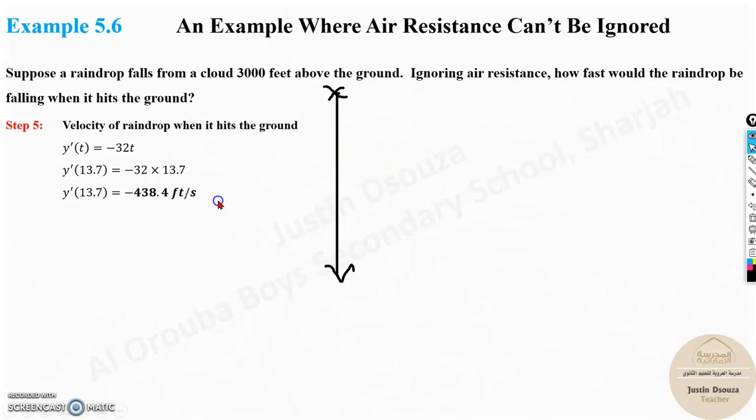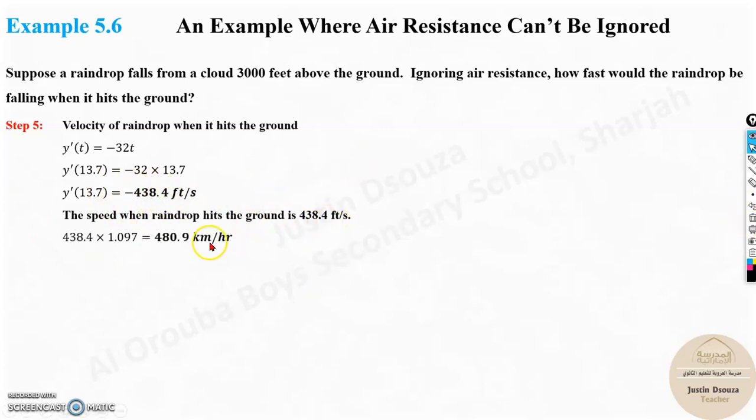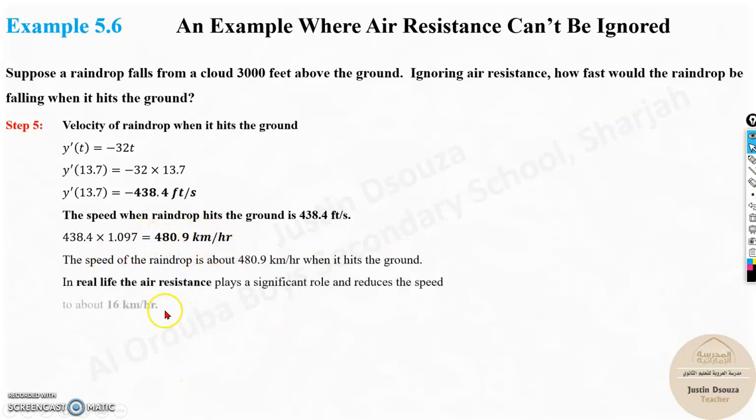But look at this. Isn't it insane? Because the speed of the raindrop, in terms of kilometers per hour, is nearly 500 kilometers per hour. Just imagine the raindrop falling on your head or your body. It will be so painful. Now, does it really happen? Does the raindrop fall at this speed? No, the actual speed of the raindrop is just 16 kilometers per hour. Because of the air resistance, it reduces. But if air resistance is ignored, this is the case.